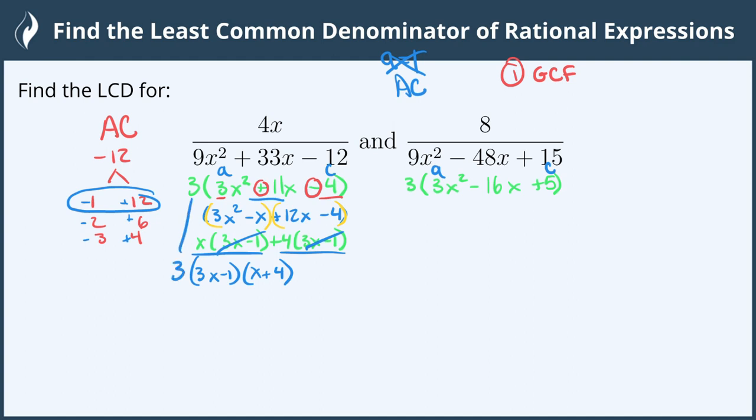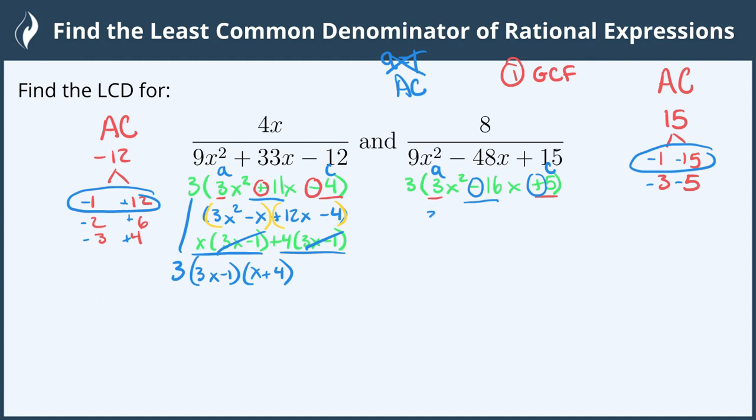Now let's go ahead on our second denominator, and we get AC as being 3 and 5, which is 15. Finding all the factors of 15 are 1 and 15, and 3 and 5. That's it. Our signs are positive and negative. Positive means that they will be the same, and the negative says that they will all be negative. So we'll put negative on everything. And we want a combination to give us negative 16. And negative 1 minus 15 gives us that.